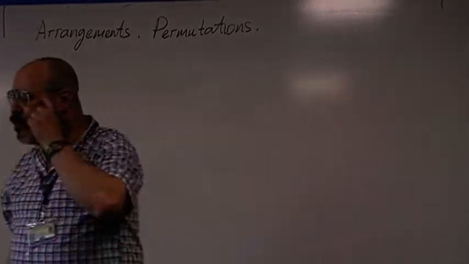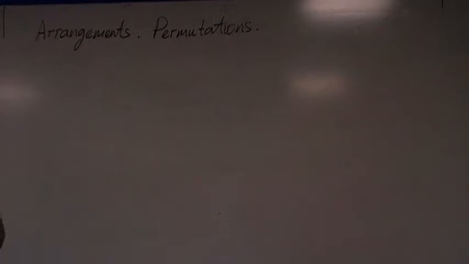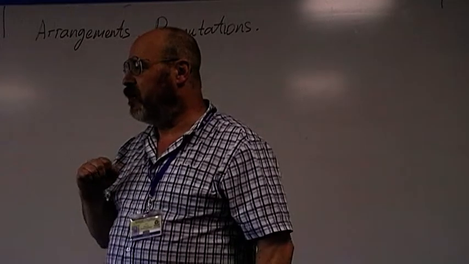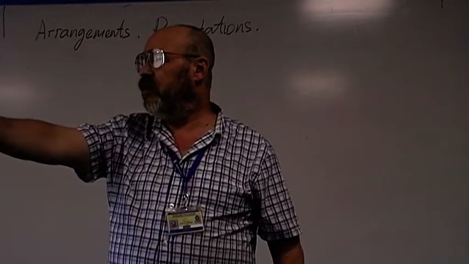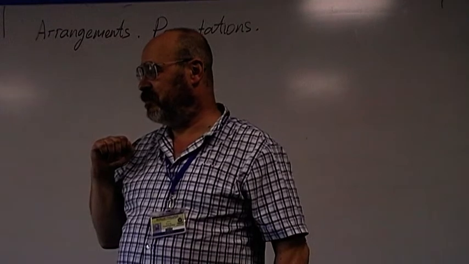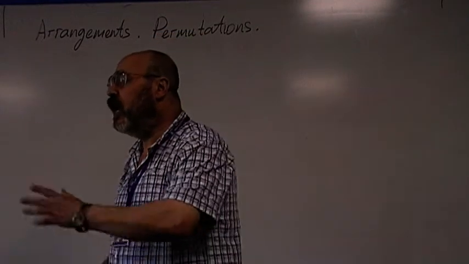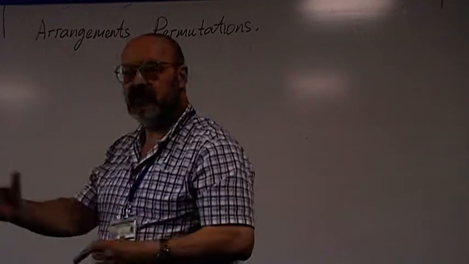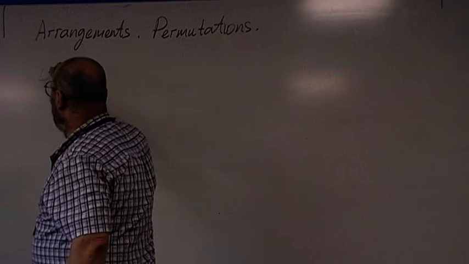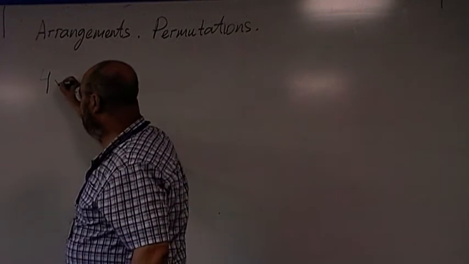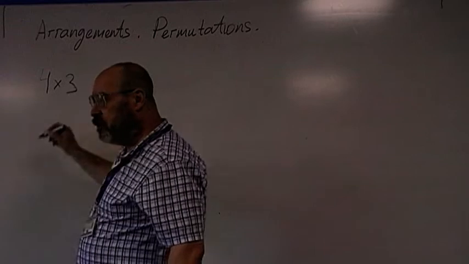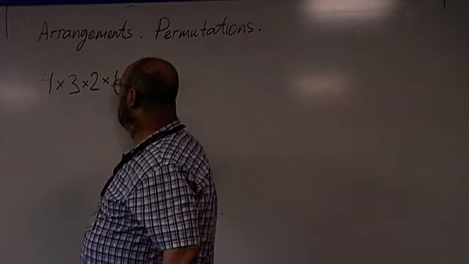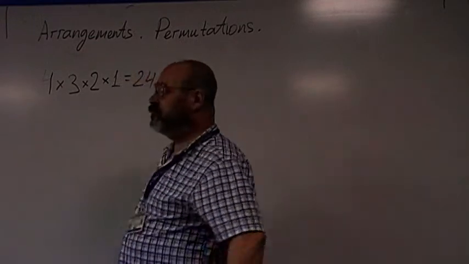So arrangement comes from when we need to solve a problem like: in how many different ways can we seat 4 people in a row? How many choices do we have for this place? 4 times 3 times 2 times 1. For the first place we have 4 choices, then for the second we have only 3 choices, then only 2, and for the last only 1. That equals 24. It's 4 factorial.